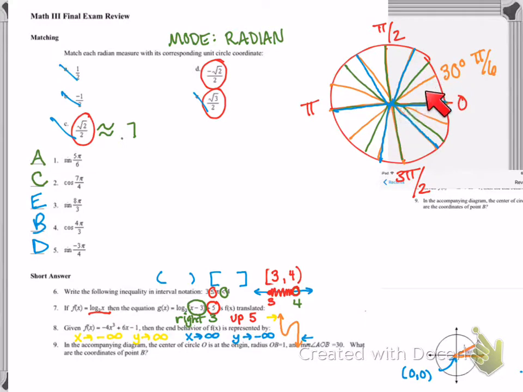So we just need to know the coordinates of this. From the origin, we go over as far as we can without going to 1, so that's square root of 3 over 2, and we go up as little as we can, besides going 0, which is 1/2. So the coordinates are the square root of 3 over 2 to the right, and 1/2 up.